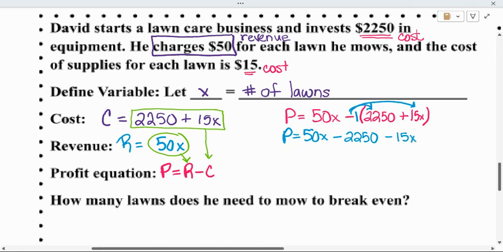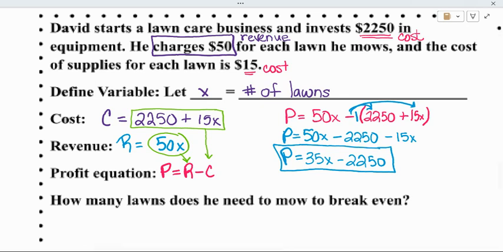Okay. So, Aiden, do you see anything that I can group together or simplify? 50x minus 15x. What is 50x minus 15x? 50 minus 15 is, Owen? 35. So 35x minus 2,250. That is our profit equation.